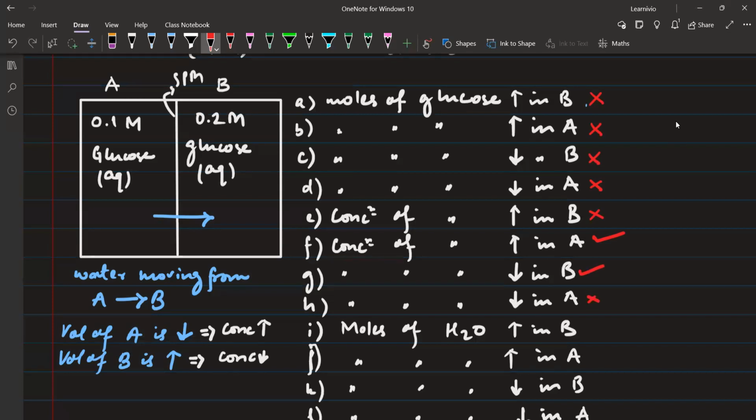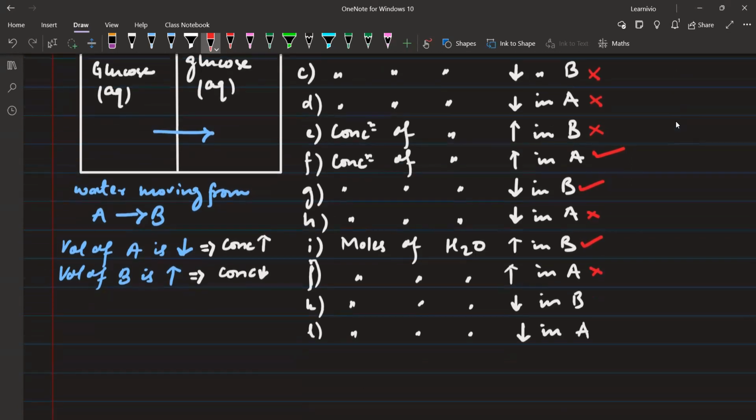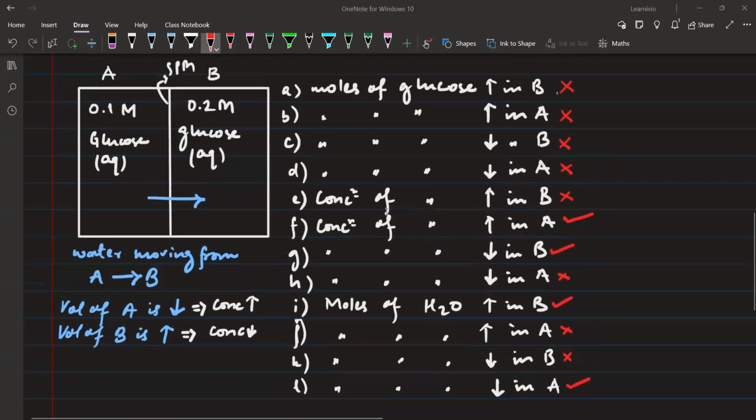Decreases in A. No. Now, moles of water increases in B. Obviously, because water is moving from A to B, this will be increasing. The moles of water increase in A? No, it will not increase in A. It decreases in B? No, it will not decrease in B. It will decrease in A. Yes, it will decrease in A. Please compare it, and make corrections if you have done anything wrong.